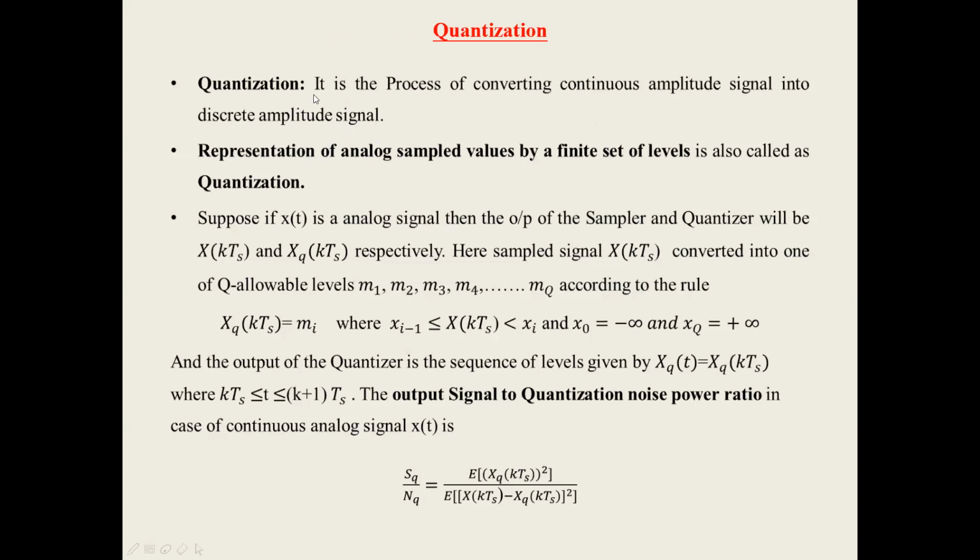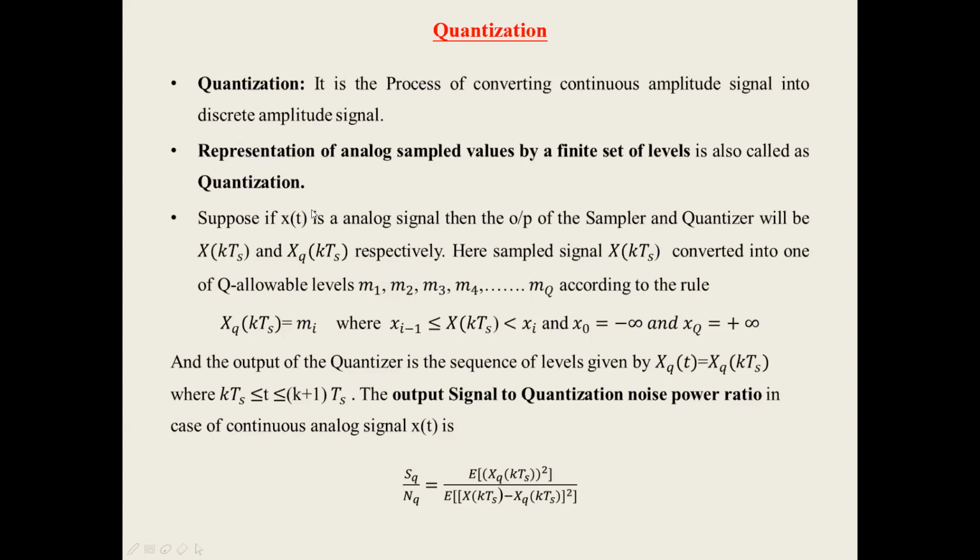So quantization is the process of converting the continuous amplitude signal into a discrete amplitude signal, or we can follow the second definition. It is a very easy definition, and in the actual scenario what we are doing in quantization is the second one, that is the representation of analog sample values by a finite set of levels. So that is called quantization.